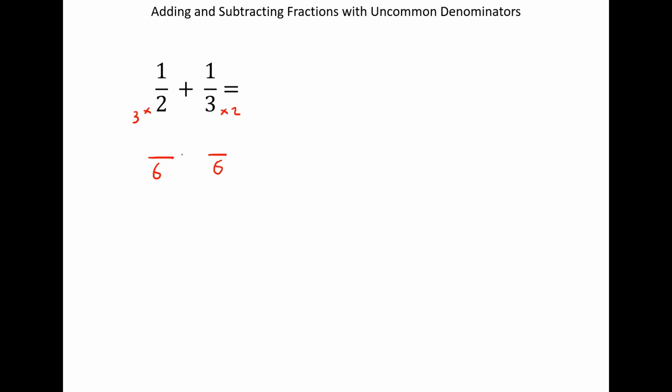So what ends up happening is I can multiply 1 over 2 by 3 top and bottom, and multiply 1 over 3 by 2 top and bottom to get my common denominators. So in this case, 3 times 1 is 3, 3 times 2 is 6. And 1 times 2 is 2, and 3 times 2 is 6. So now my bottom numbers are common. So I can simply keep it the same, and just simply add my top numbers. So I have 3 plus 2 over 6. And in this case, 3 plus 2 is just going to be 5. So my final answer is 5 over 6.